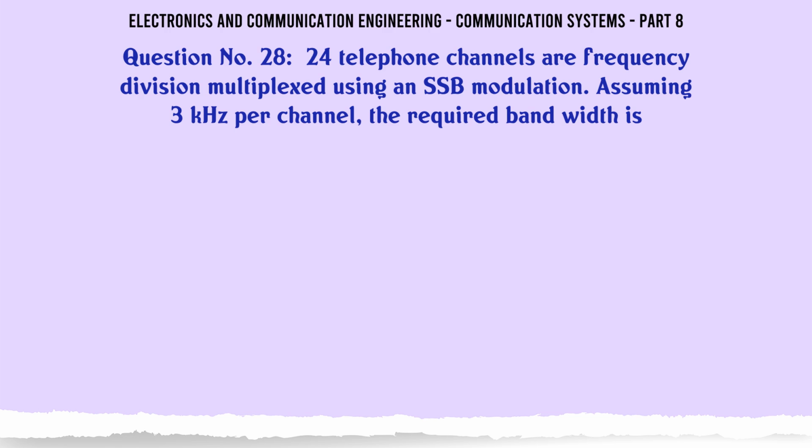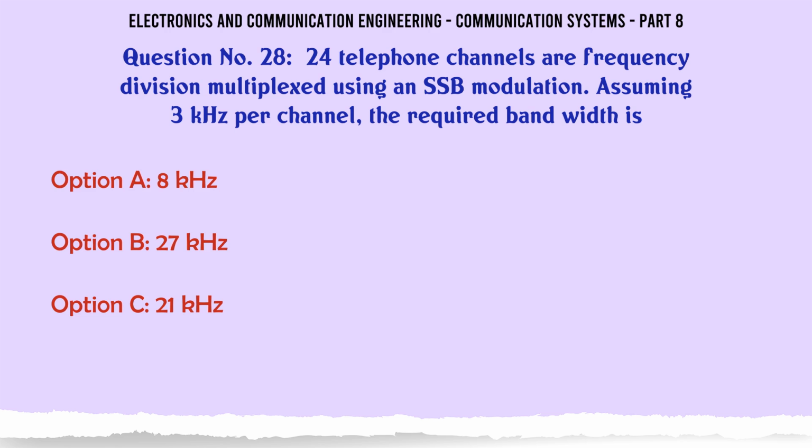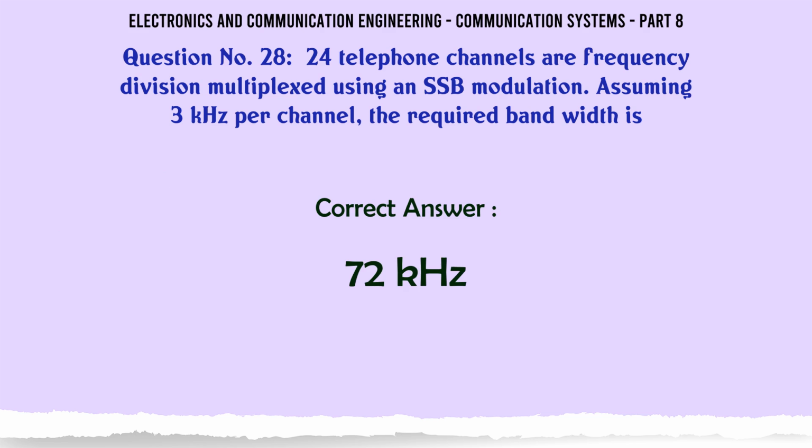24 telephone channels are frequency division multiplexed using an SSB modulation. Assuming 3 kHz per channel, the required bandwidth is A. 8 kHz, B. 27 kHz, C. 21 kHz, D. 72 kHz. The correct answer is 72 kHz.